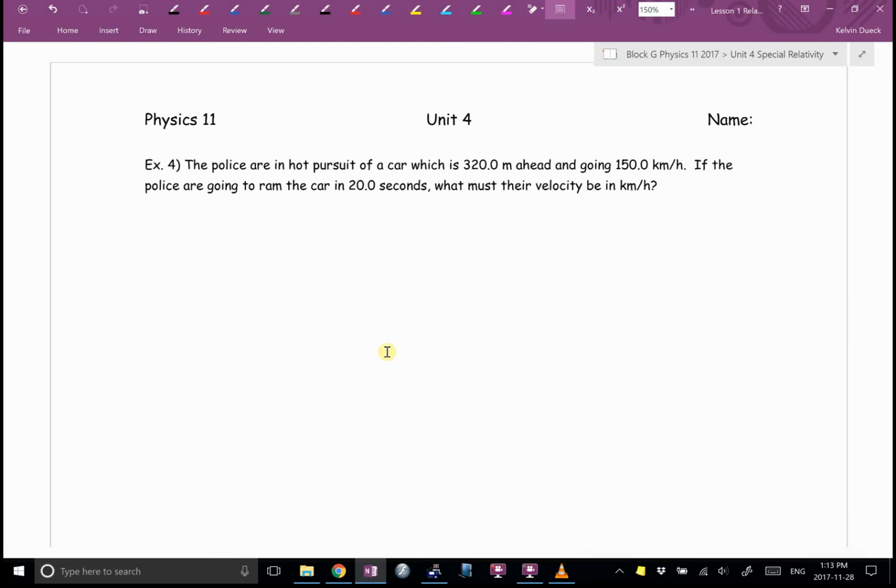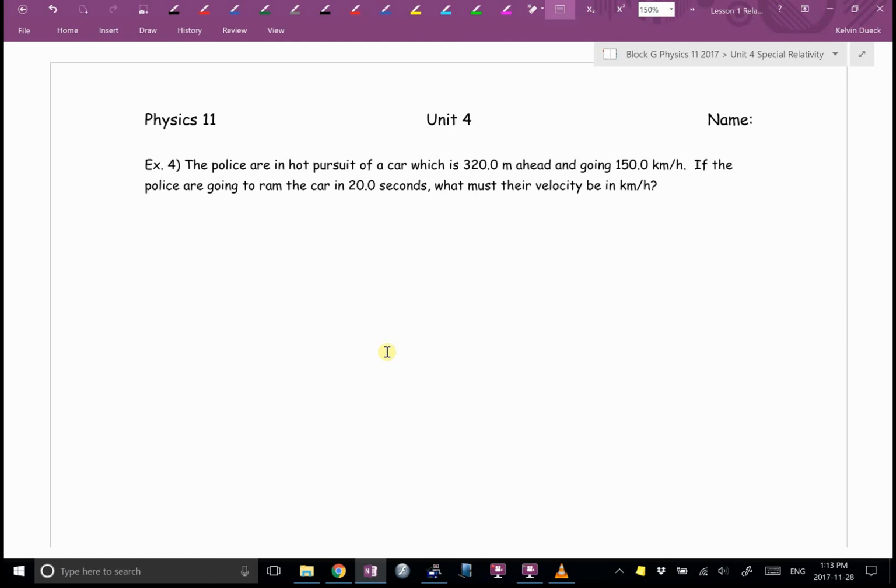The police are in hot pursuit of a car which is 320 meters ahead. It's going 150 kilometers per hour. I already see meters and kilometers per hour, so we're going to have to do a conversion here. Spot that already? If the police are going to ram the car in 20 seconds, how fast do they need to be going?